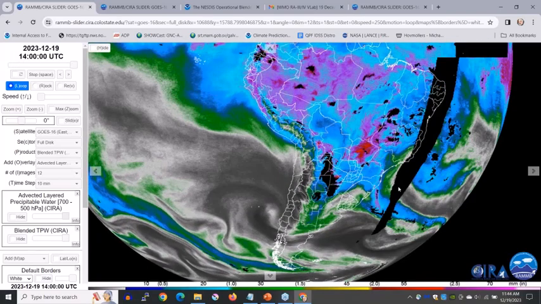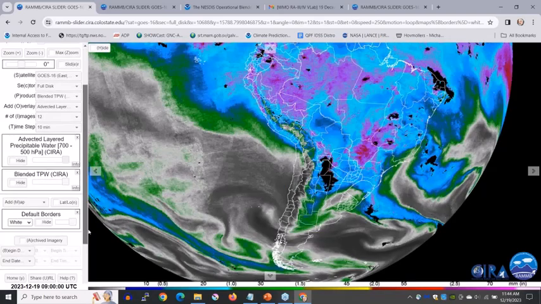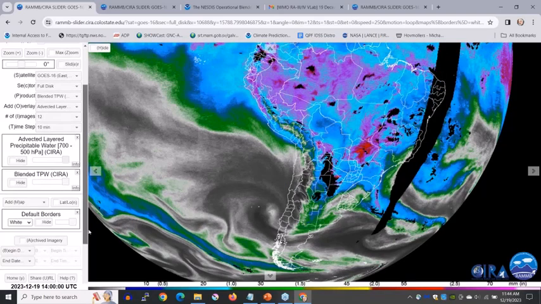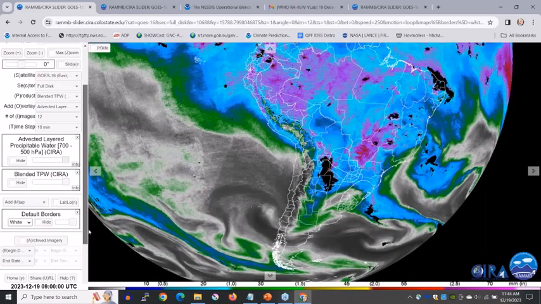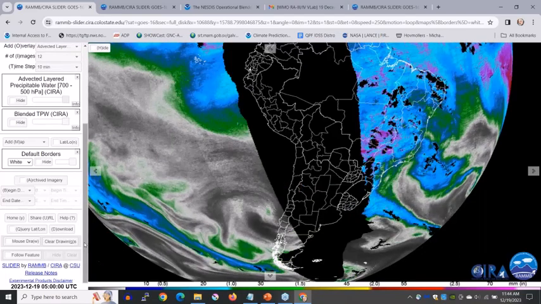Okay, so let me do something. You can also analyze the synoptic weather pattern using this product. So let me go to the upper troposphere.